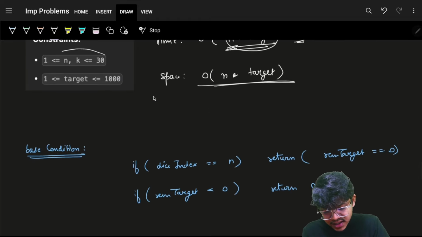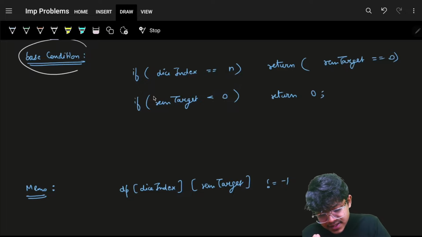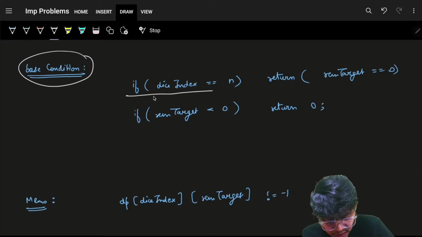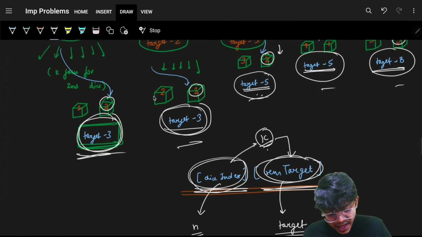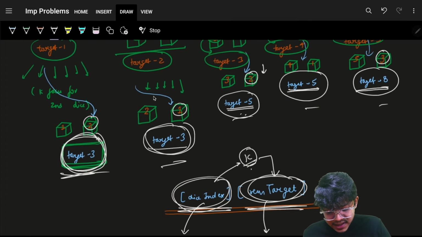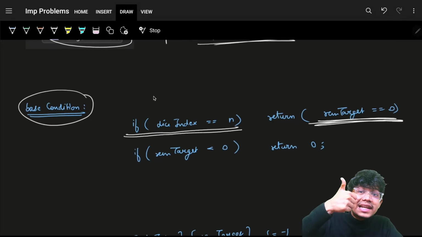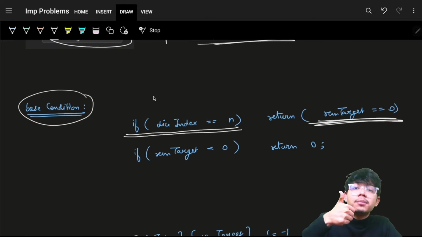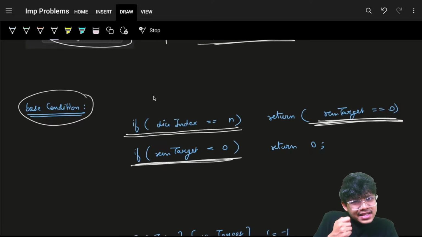Now the constraints are n is 30 and target as 1000. If we sum up, then our base condition will look something like this: if I have completed all the dice, as I showed you, and this remaining target value is equal to 0, which means it's great, I should return 1, it's one possible way. And at any point of time, if my remaining target becomes less than 0, please return a 0.